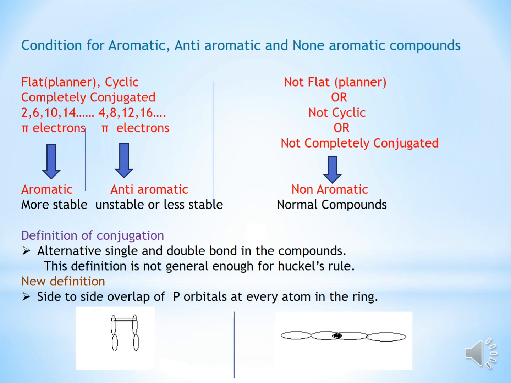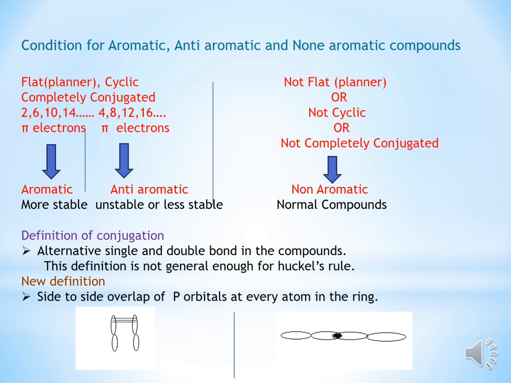How will we decide whether your compound is aromatic, anti-aromatic or non-aromatic? For that we have these criteria. For a compound to be aromatic, it should be flat, planar, completely conjugated, and cyclic, right? These rules are common for aromatic and anti-aromatic. The difference is that when a compound is aromatic, it should have 4n plus 2 pi electrons, which we call the Huckel rule.